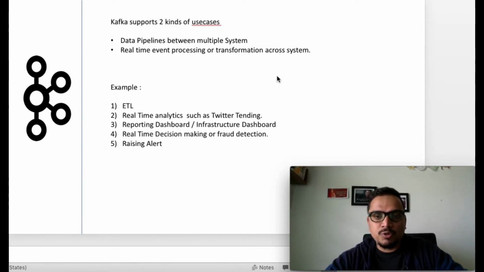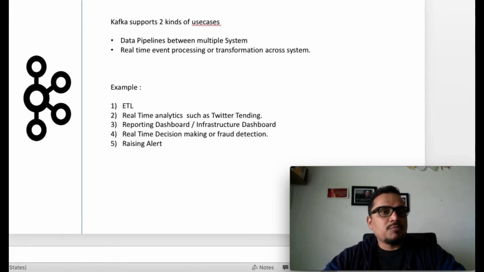Kafka can also be used for real-time decision making. Let's say for fraud detection, right? Within a millisecond, we want to find out whether any fraud is happening online or not. So for this kind of scenario, we can use Kafka. Also, we can use Kafka for raising alerts. Let's say a consumer is buying some product and it is about to go out of stock. So you can raise an alert on the UI. Based on that, the user, client or consumer can take their decisions. So these are the major real-time examples of Kafka.